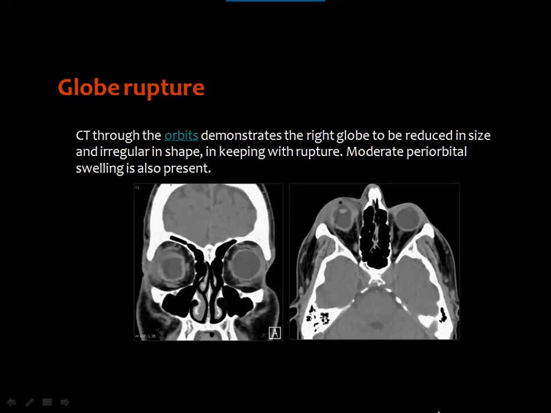And this is also a case of ruptured globe on the right side. You get collapse of the right globe and irregularity of the ocular wall, and there is some thickening of the posterior sclera, but you cannot see intraocular air.